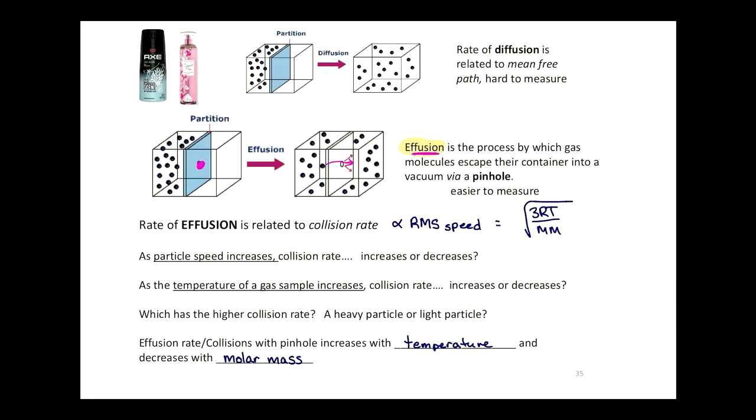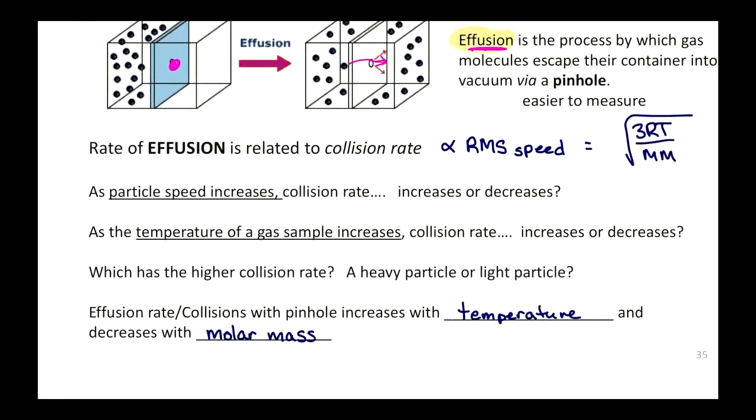Effusion is related to all the things we've talked about already, root mean squared speed, collision rate, it's all related. So let's think about this. Effusion is related to collision rate. Things will effuse faster if they're colliding more. So as particle speed, RMS speed, increases, how does collision rate change? Does it increase or decrease? Increase, yes. Particles are colliding more if they're moving faster.